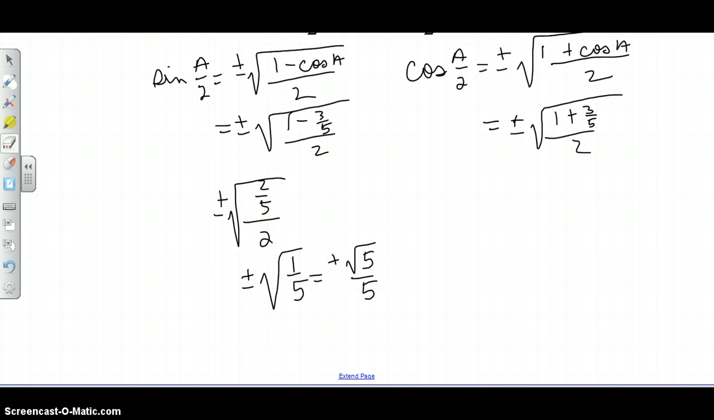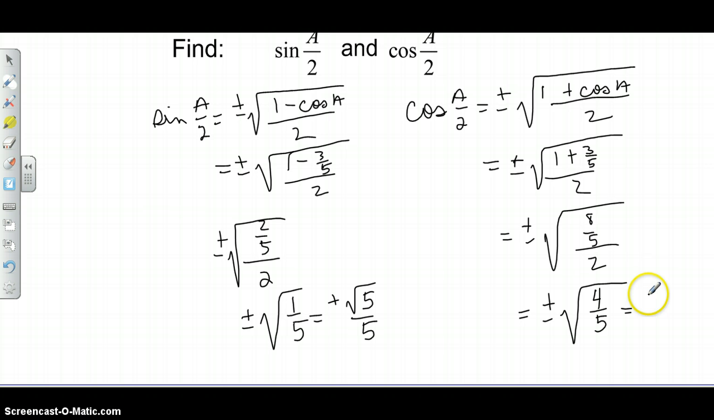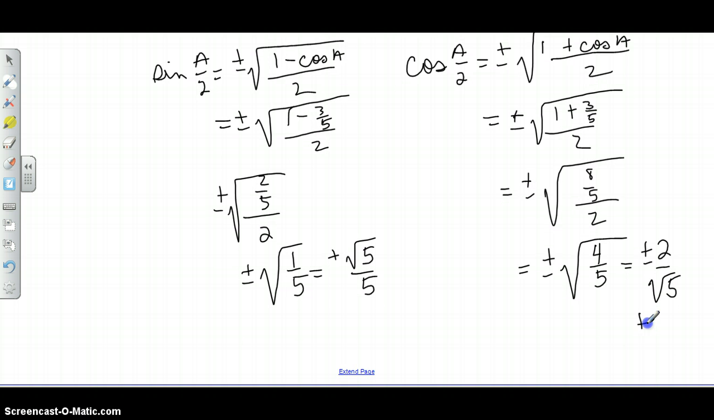And I'm going to have a positive root 5 over 5. Now, for cosine, again, I'm going to simplify. 1 plus 3 over 5 is 8 over 5. And then, again, that's all over 2. Simplifying further, we get plus or minus 4 over 5. And again, simplifying further, I'm going to have plus or minus 2 over root 5. If I rationalize that, that becomes plus or minus 2 root 5 over 5.